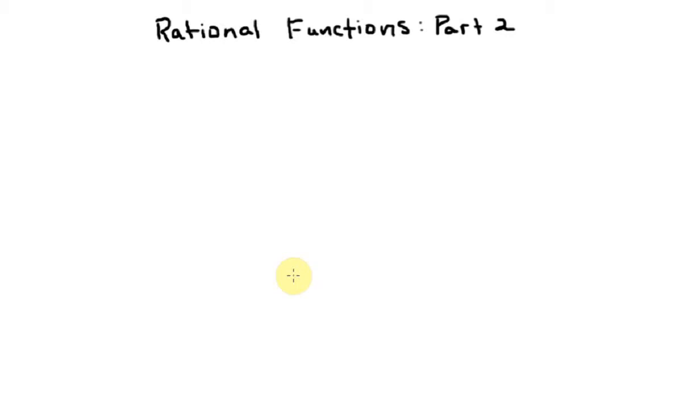Welcome back to Rational Functions. This is Rational Functions Part 2, and if you're following in the book, we are still in section 4.5. What we're going to do is try and continue graphing a little bit more complicated rational functions.